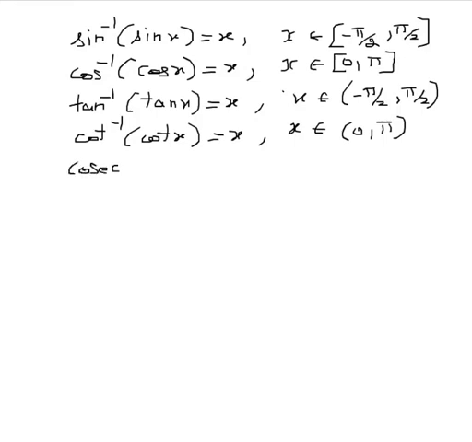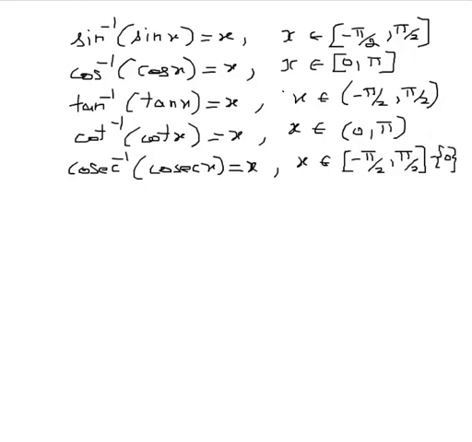And then cosec inverse of cosec x will become x only when x is in its principal value branch. The principal value branch for cosec inverse is the closed interval -pi/2 to +pi/2 excluding 0. And then sec inverse of sec x will become x when x belongs to the closed interval 0 to pi excluding pi/2.